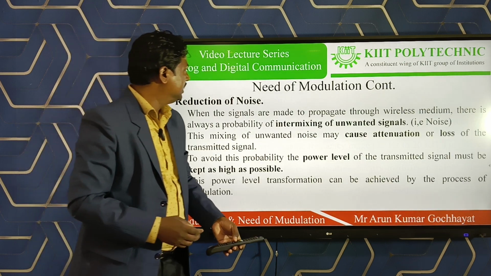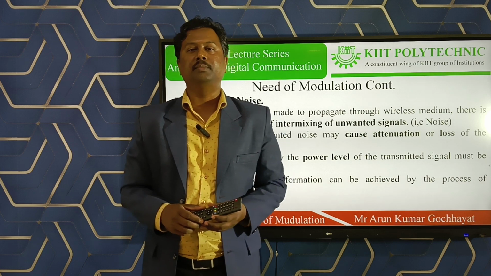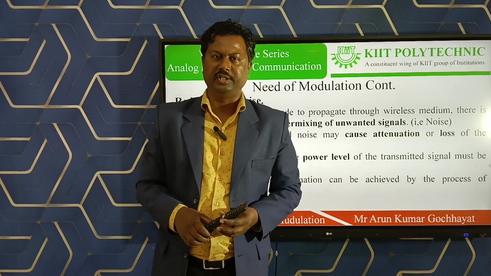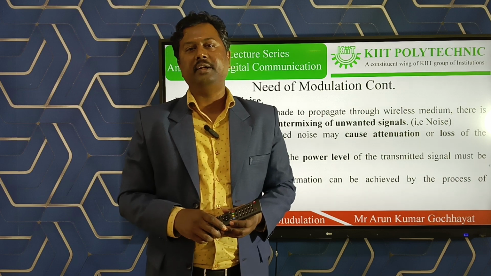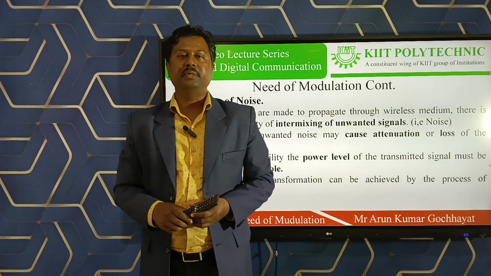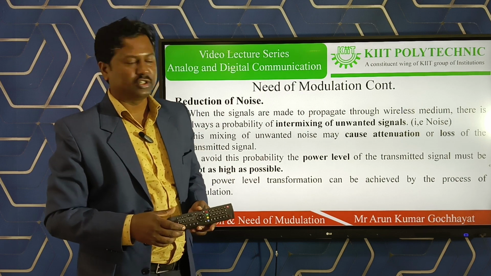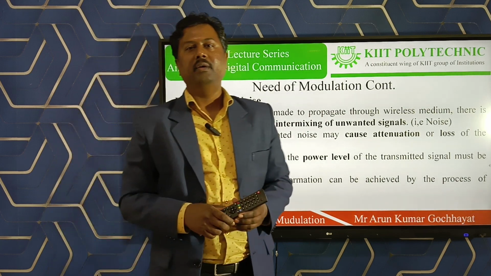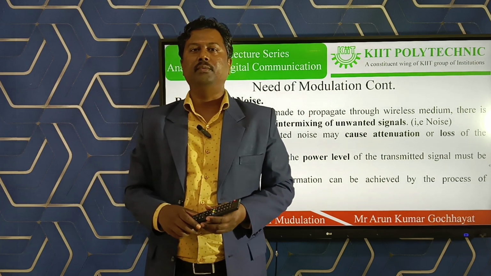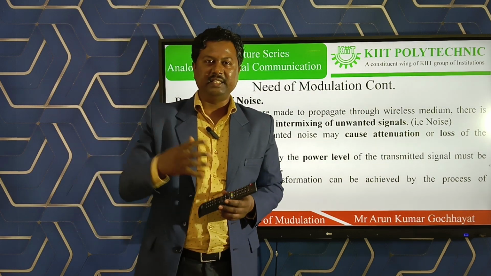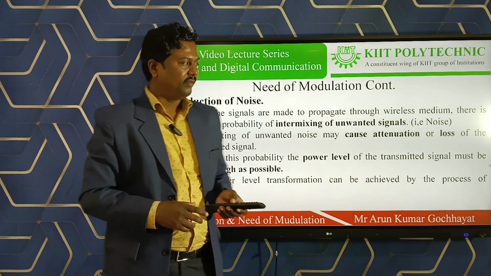The third need of modulation is reduction of noise. As you know, noise is an unwanted signal. Again, when the signal is transmitted through a wireless medium, any message signal may encounter an unwanted signal. When the unwanted signal gets mixed with the message signal, there is a probability that the message signal may lose its existence, or lose its shape, size or structure. To avoid that, we need to increase the power level of the message signal, and that can be made possible with the help of a carrier signal. When the carrier signal gets intermixed with the message signal, the message signal virtually attains a high power value.